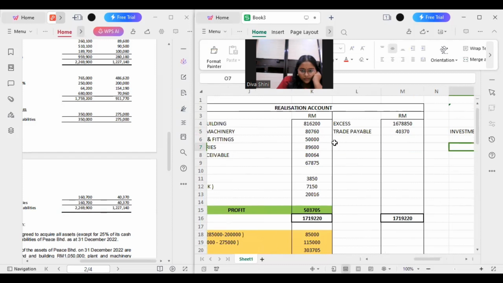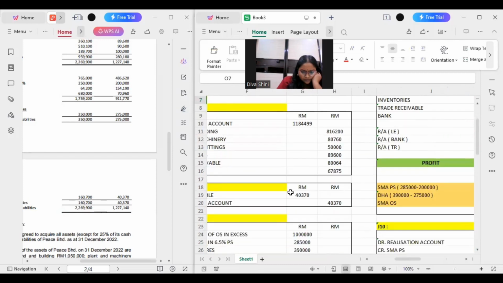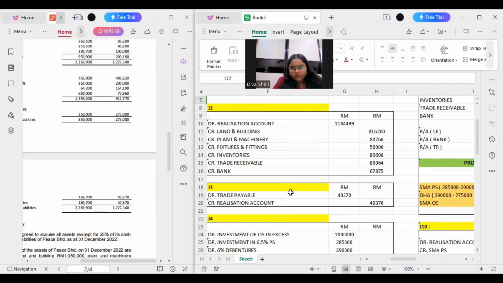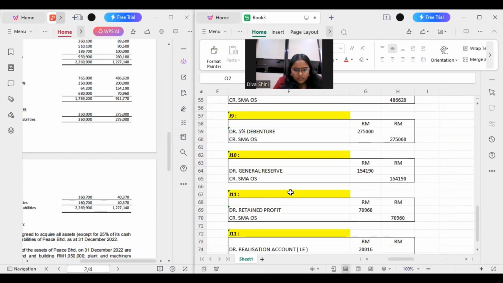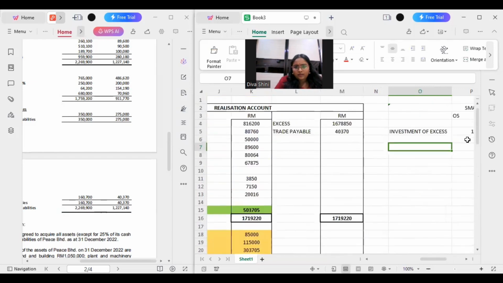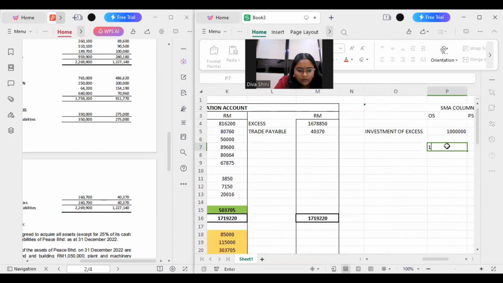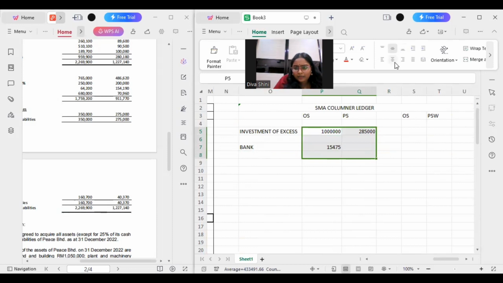And then we need to debit the SME columnar. We need to debit the journal 6, which is for ordinary share, 15,475, and the other side is bank. So that's all for the debit side.